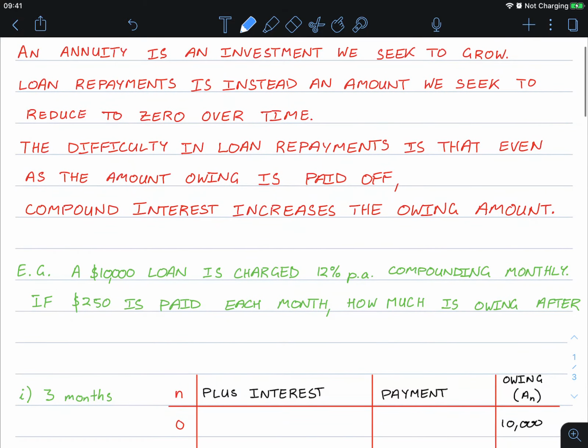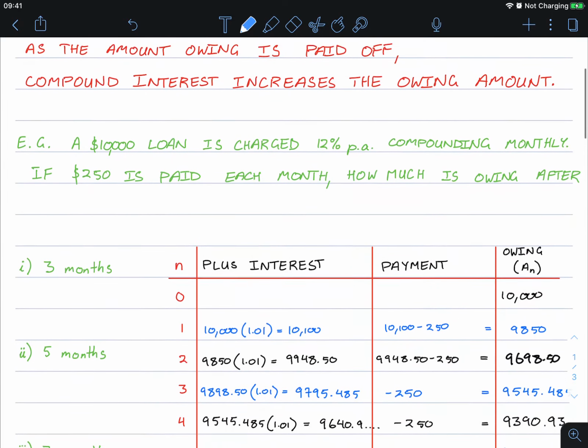So we've already seen that an annuity is an investment that we seek to grow the value of. Loan repayments is instead an amount we seek to reduce to zero over time. The difficulty in loan repayments is that even as the amount owing is paid off, compound interest increases the owing amount each time period. So here's an example of the following.